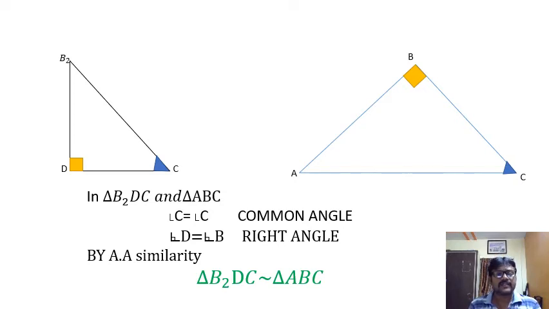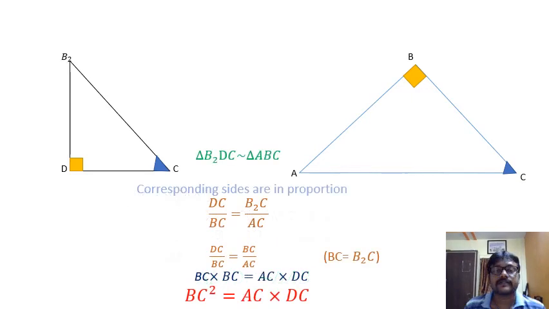So in triangle B1DC and triangle ABC, we can easily see that again both have a common angle C, and both have a right angle in them. So obviously by angle similarity, we can conclude that B1DC is similar to triangle ABC, as we did earlier for our first triangle. So in the same lines, triangle B1DC is also similar to triangle ABC. When we have similarity between two triangles, we can safely conclude that their corresponding sides are in proportion, or in the same ratio.